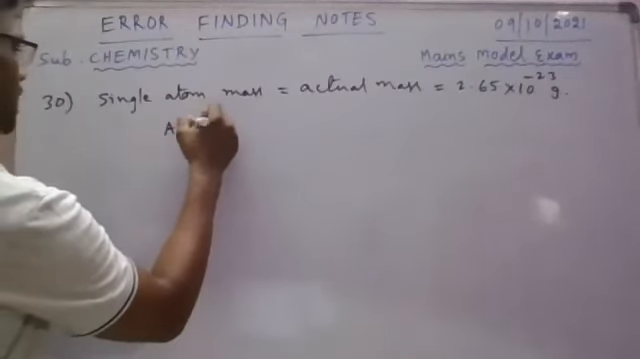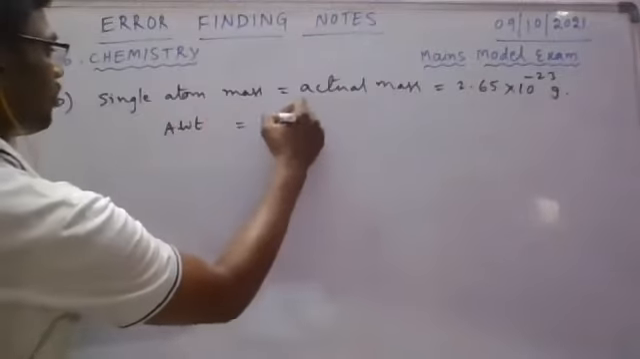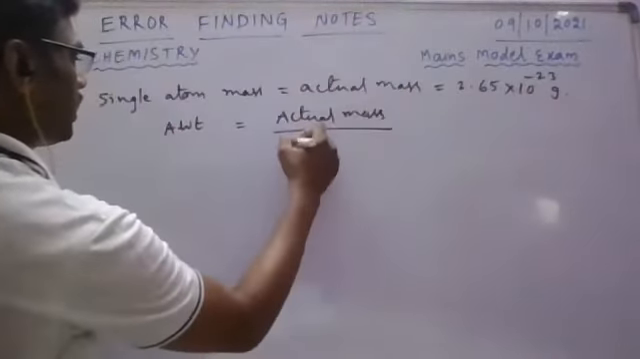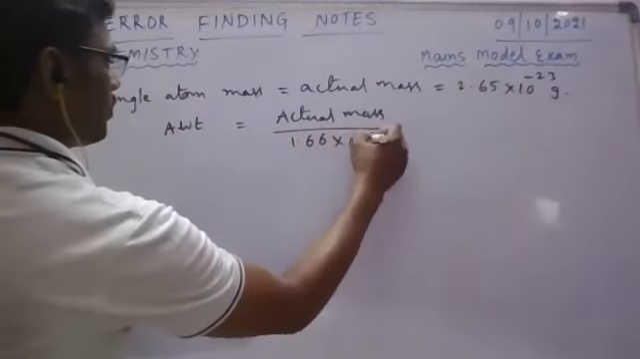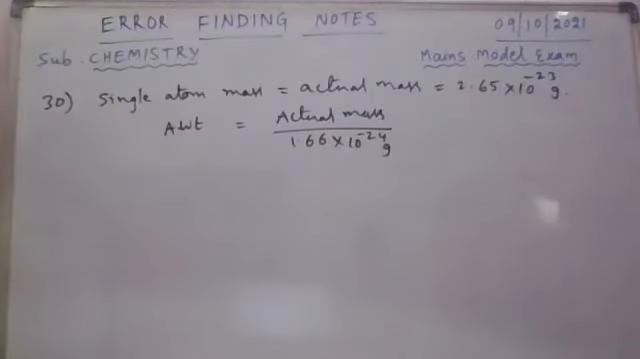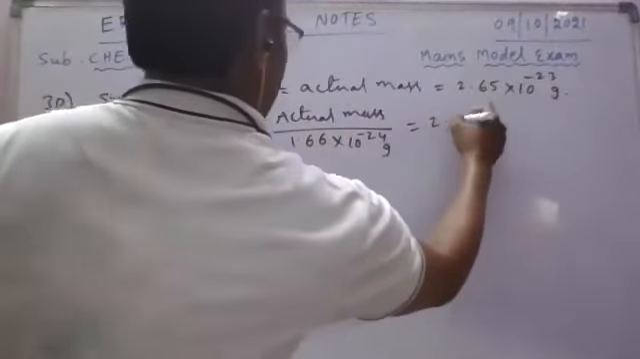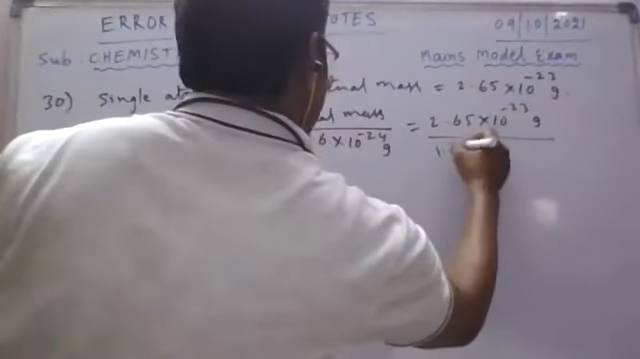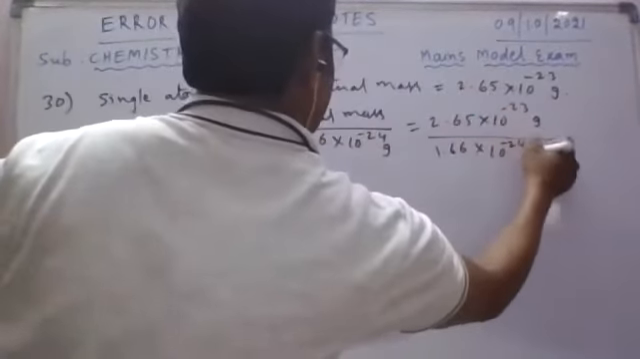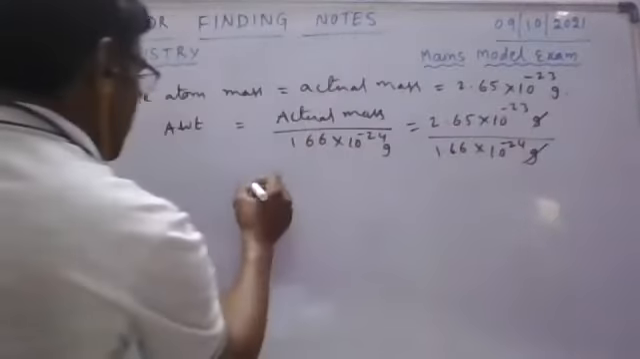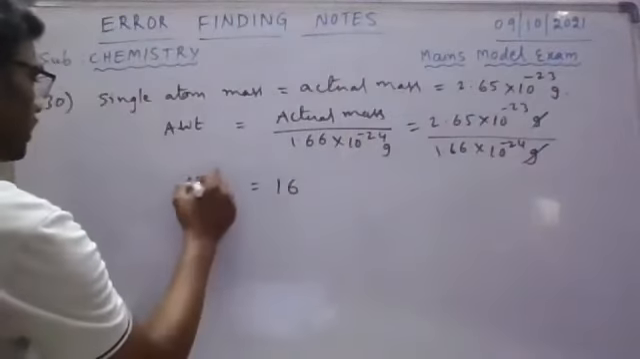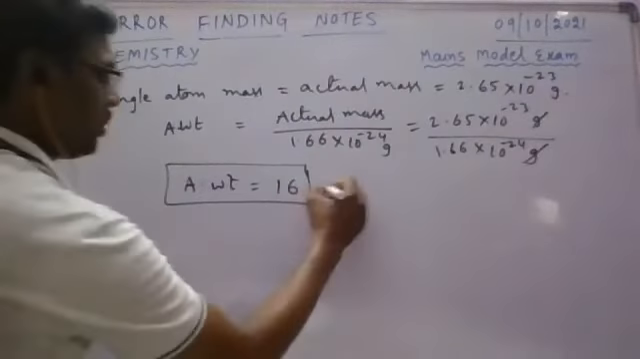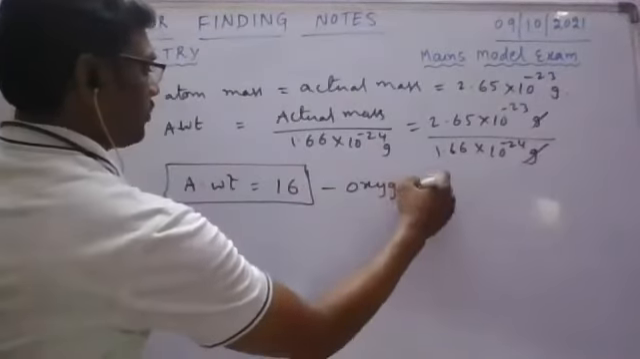Here, atomic weight is equal to actual mass divided by the AMU value. The actual mass is 2.65 × 10^-23 grams, and the AMU value is 1.66 × 10^-24 grams. Grams cancel. If you simplify this, you get atomic weight 16. So the element is what? Oxygen.